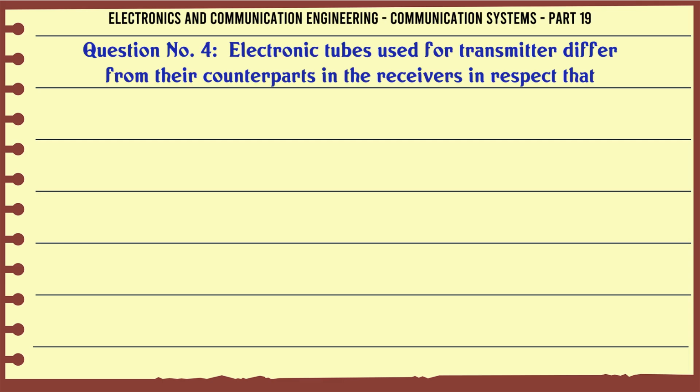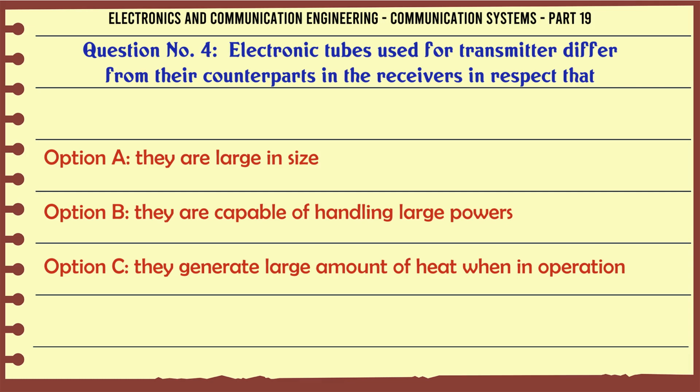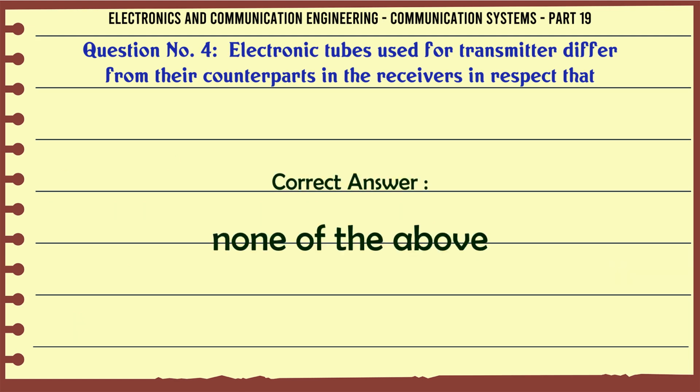Electronic tubes used for transmitters differ from their counterparts in the receivers in respect that A. They are large in size, B. They are capable of handling large powers, C. They generate large amount of heat when in operation, D. None of the above. The correct answer is none of the above.